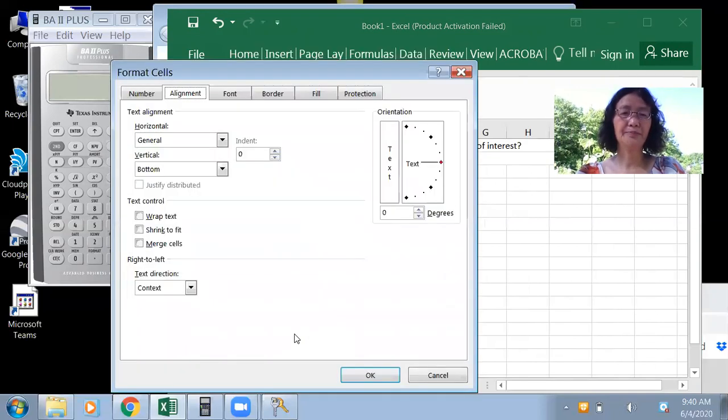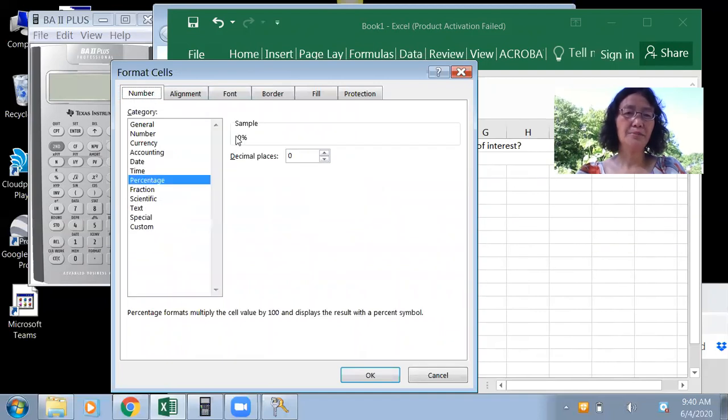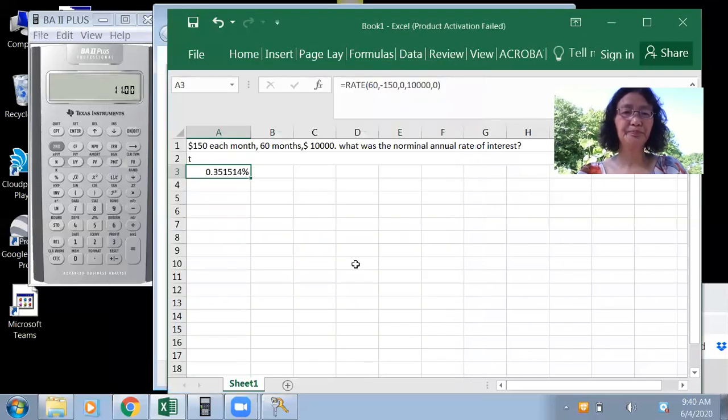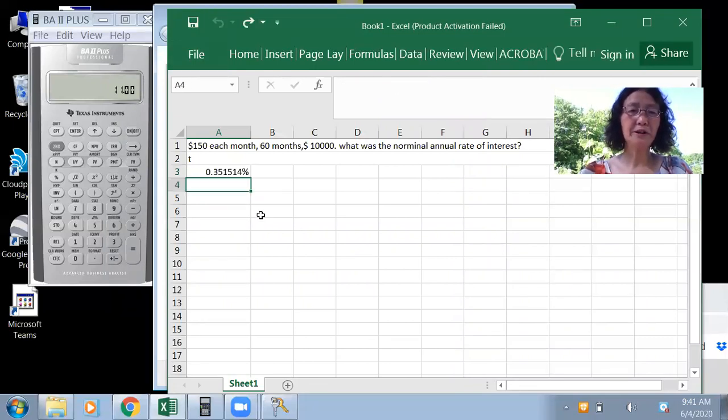And you get this rate that looks like 0, but when you adjust the decimal places, Format Cells, Number, increase decimal places, maybe 4. So this is the rate we get from Excel. This rate is actually P, the equivalent rate per payment period.